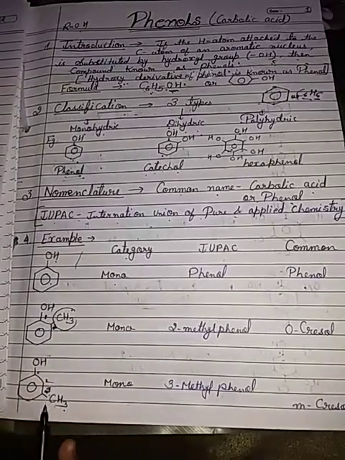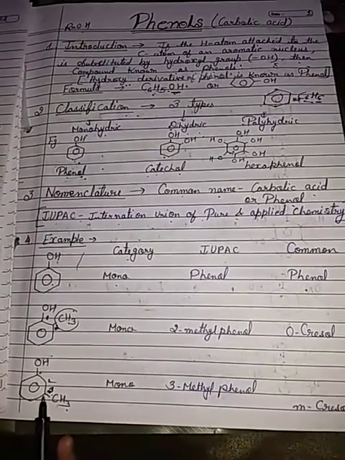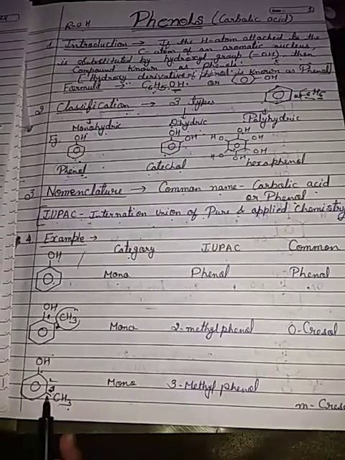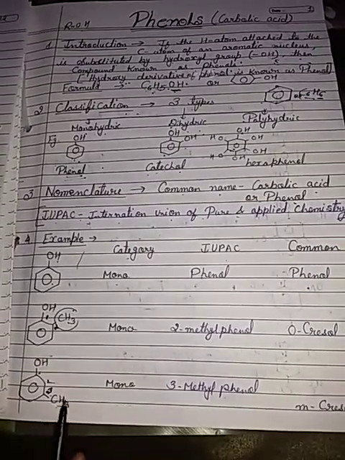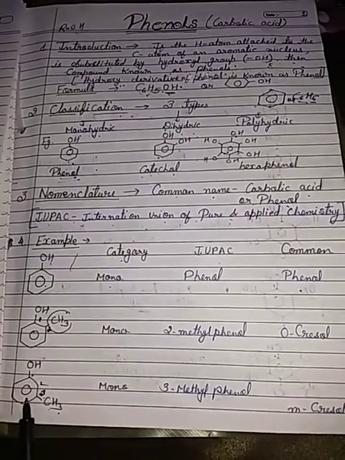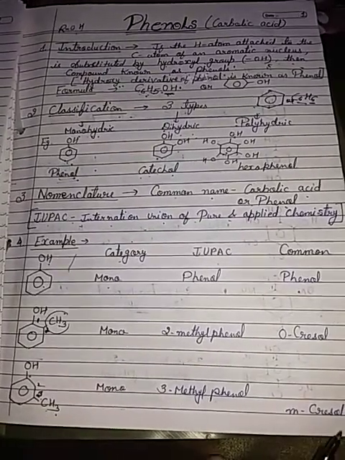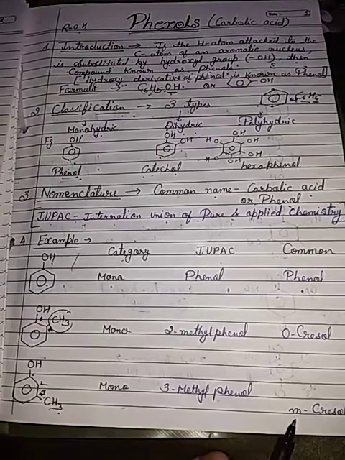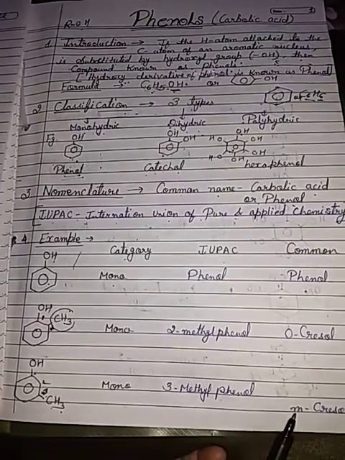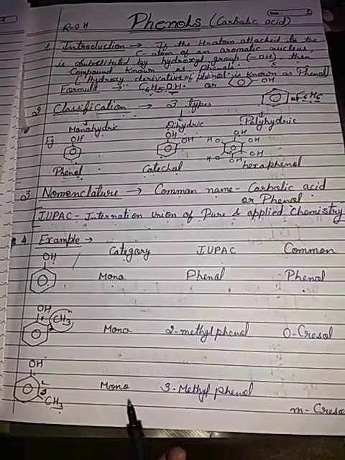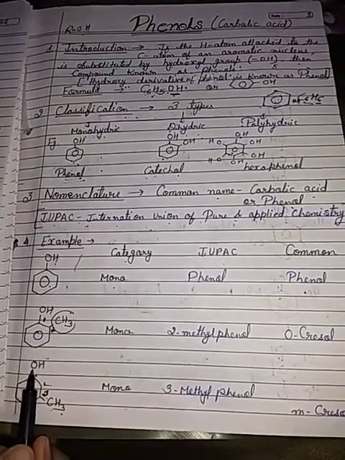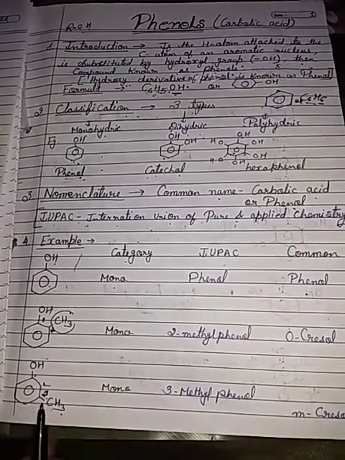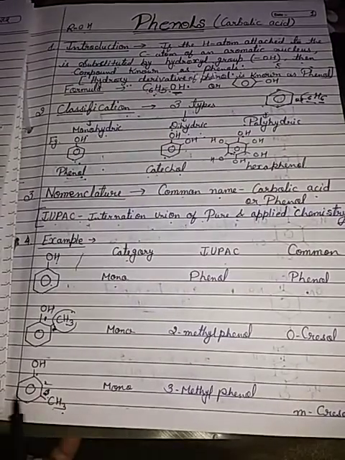Here the CH3 group is attached at the meta position. So 1, 2, 3. The third position, that means meta. The CH3 is attached at the meta position, and when OH and CH3 are both attached to benzene, the common name is cresol, so meta cresol. Its IUPAC name, numbering from OH as 1, 2, 3, is 3-methyl phenol.